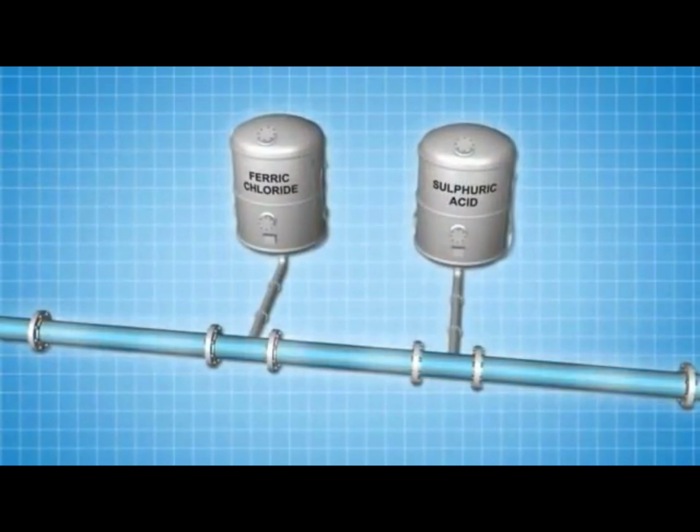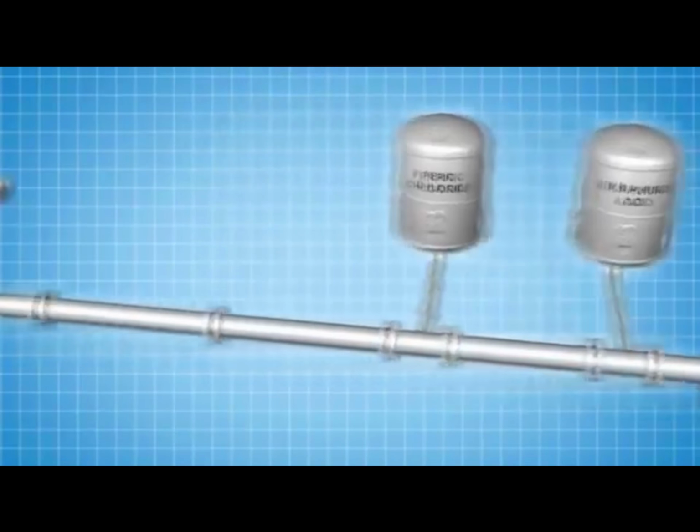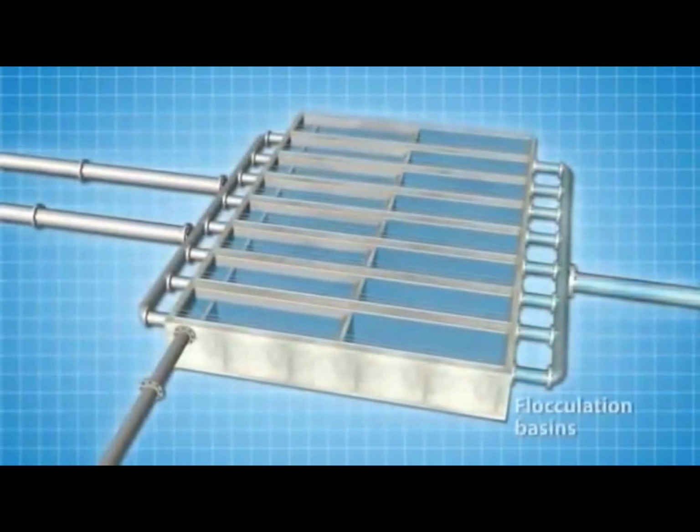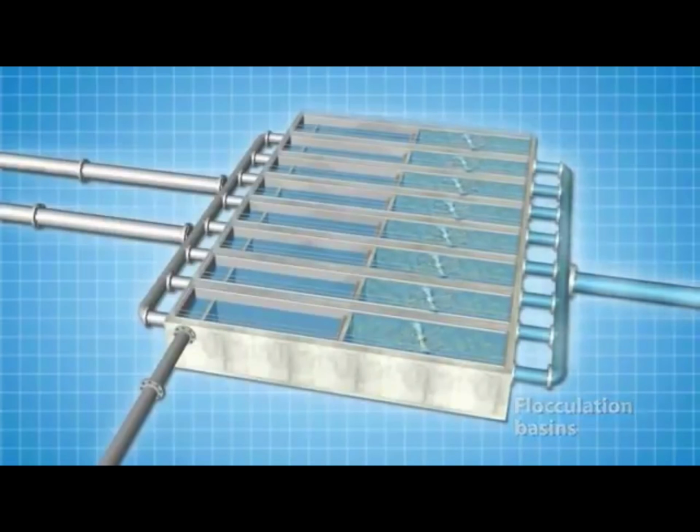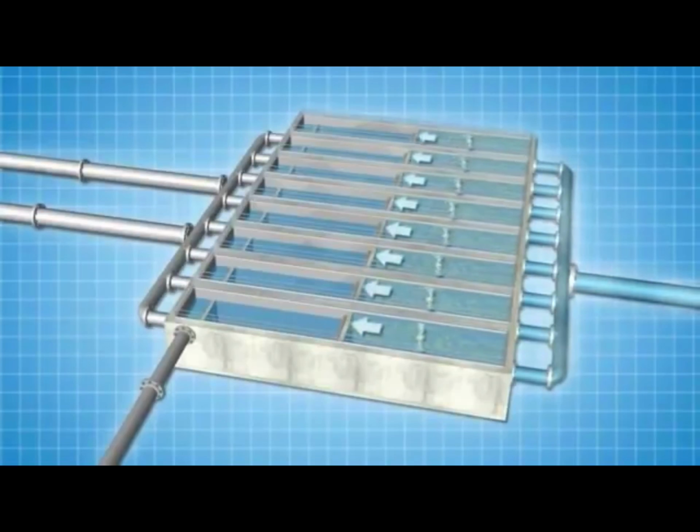In this first step, we add sulfuric acid and ferric chloride as the water flows into the plant. Sulfuric acid lowers the pH of the water and makes this stage of treatment more efficient. Ferric chloride, a coagulant, causes the naturally occurring particles of organic material in the water to attract each other. The water enters flocculation basins, where large mixers slowly stir the water, causing the particles to collide and stick together, creating large clumps.